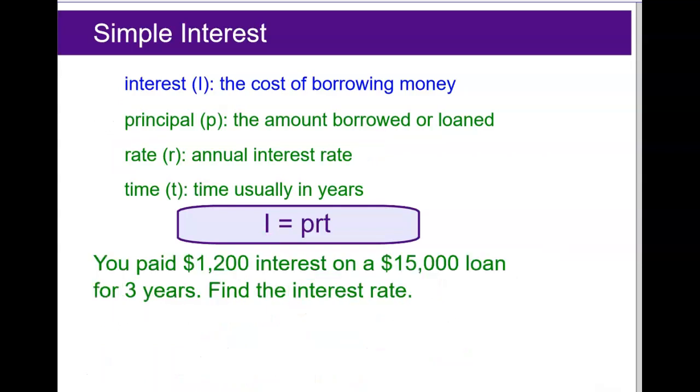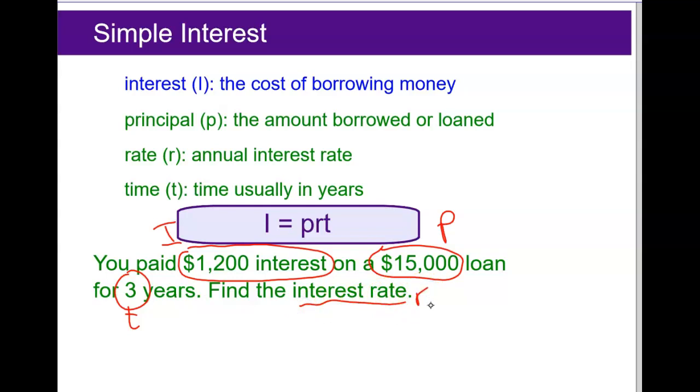All right, here's one for you to try on your own. You paid $1,200 in interest on a $15,000 loan for 3 years. We want to find the interest rate. So let's identify what we have here. You pay $1,200 in interest. That's your interest you pay. This is the amount of the loan, so $15,000 is the principal. You know you borrowed for 3 years, that's the time. It says find the interest rate. This is my variable. This is what I don't know. I don't know the rate.